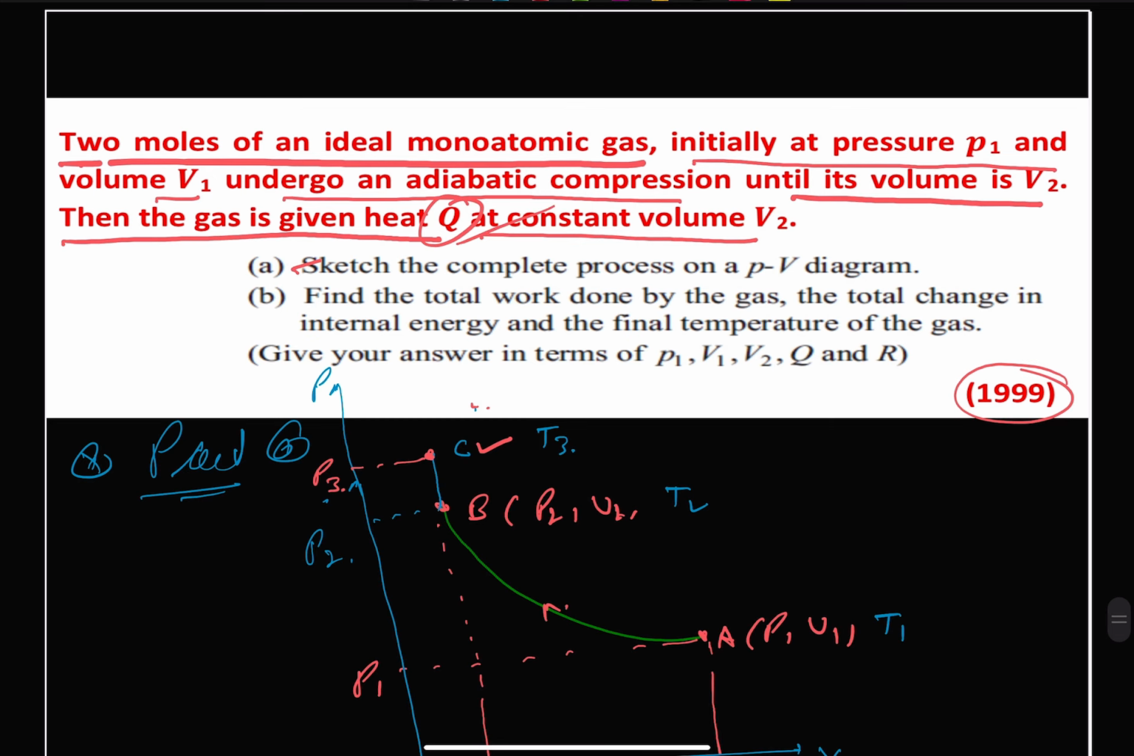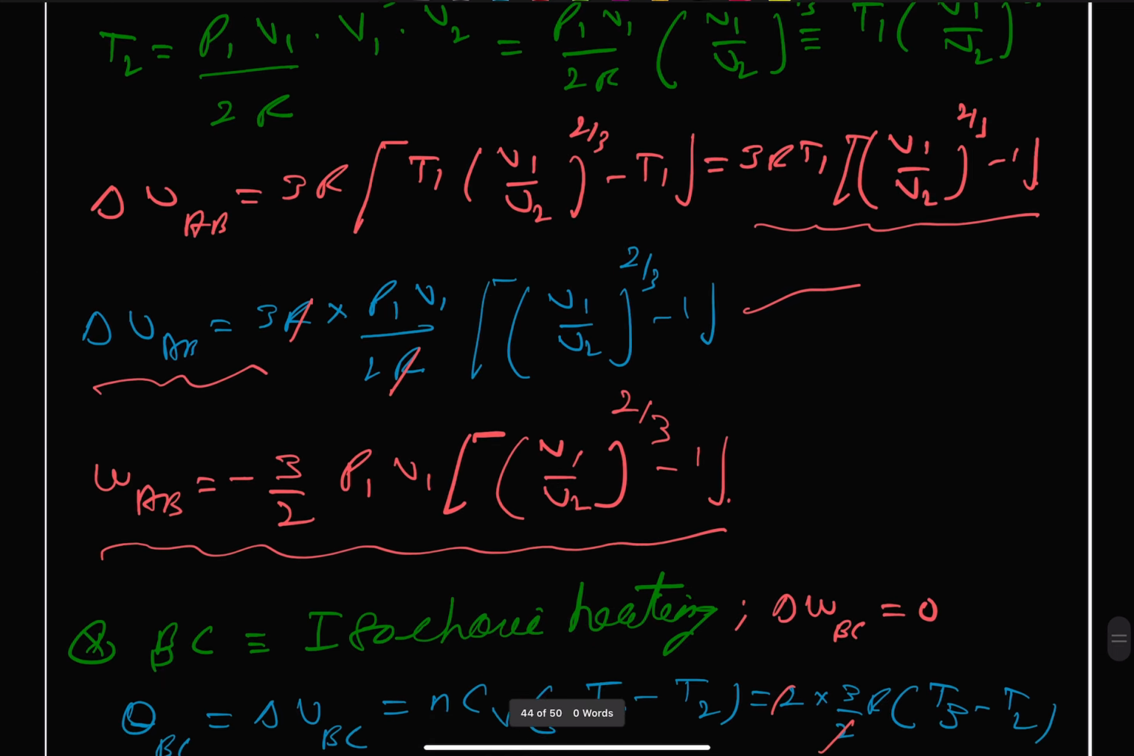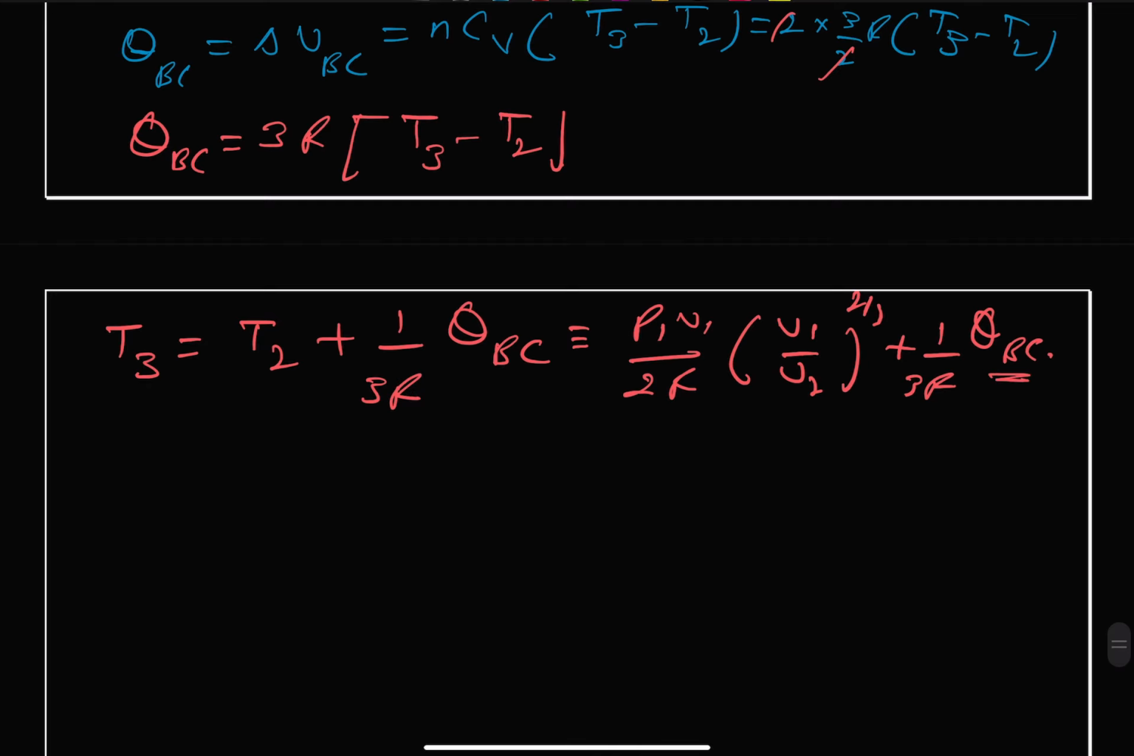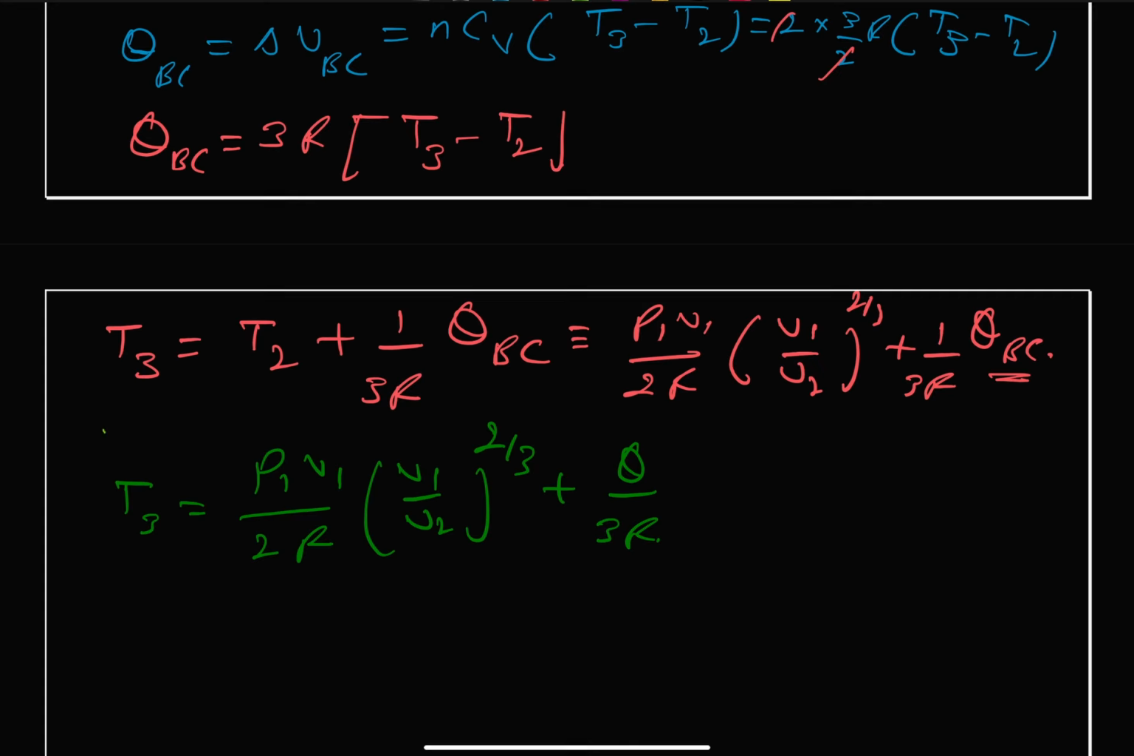Okay, heat supplied is Q, so therefore we can write Q_BC in terms of Q. So we get our T3 will be equal to P1 V1 upon 2R (V1/V2)^(2/3) plus Q upon 3R. So this is our final temperature.